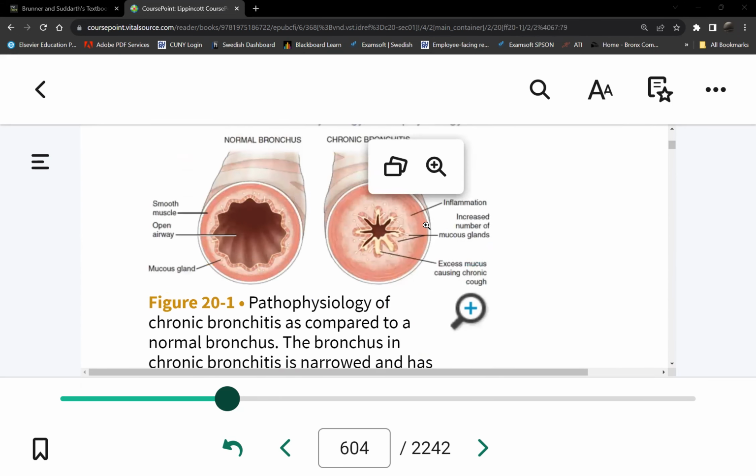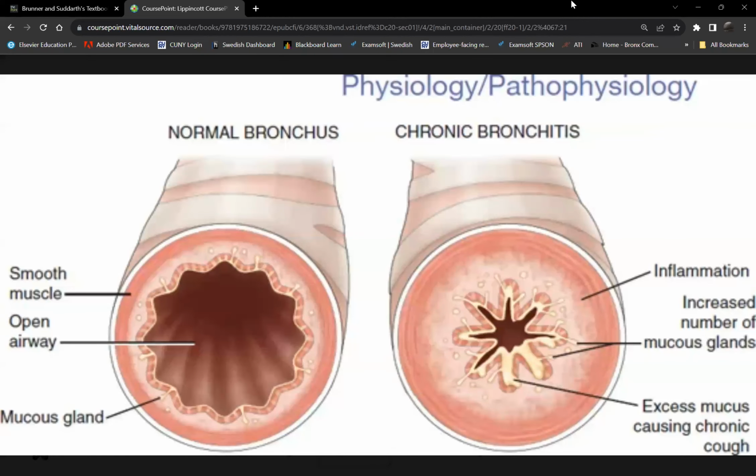So this is the picture. This is your normal diameter of your airway on the left. And look at now the diameter of the airway of an inflamed airway in someone with chronic bronchitis. It narrows the lumen, making it really hard to breathe. It's hard to breathe in, even harder to breathe out.